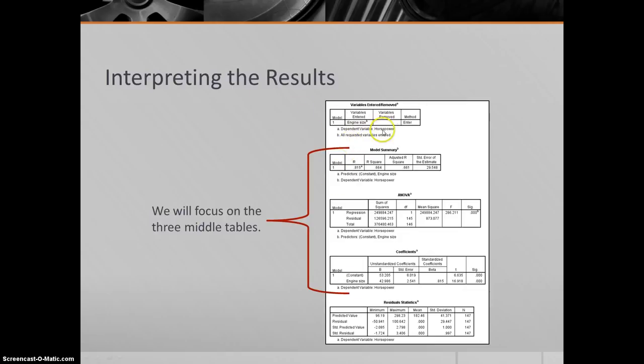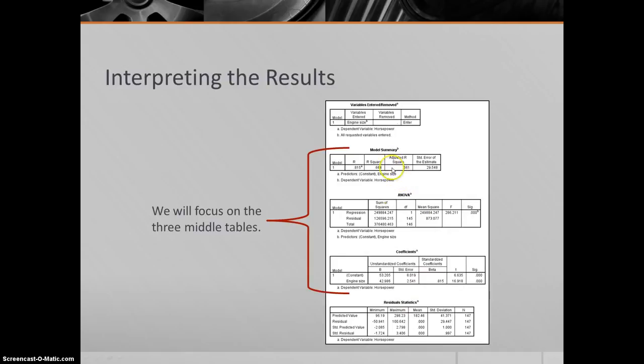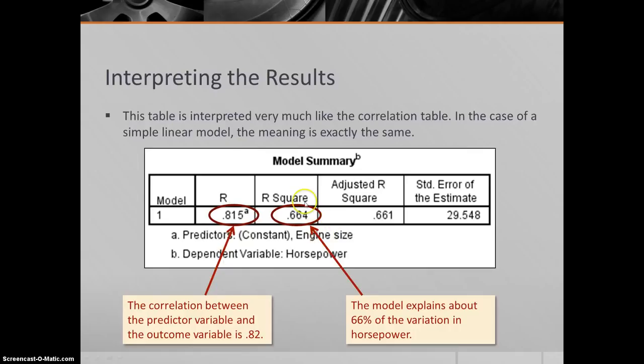Okay, so we're going to focus on these three middle tables when we're interpreting the results. This one just lets us know we entered the variables, right? This one has to do with the residuals, and all we cared about was what we just did right here. So we're going to ignore this from now on. And we're going to look at these three tables. We'll go into detail so you can understand exactly what these mean. So the first table is the model summary.